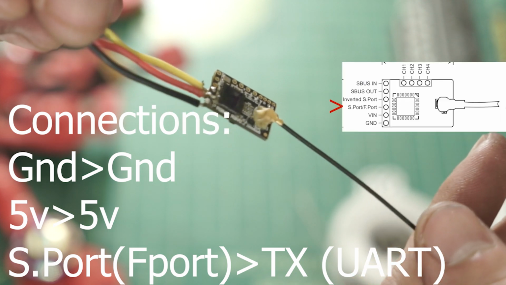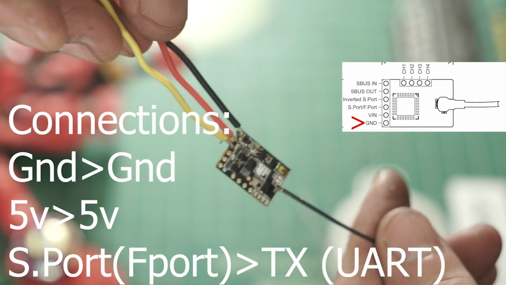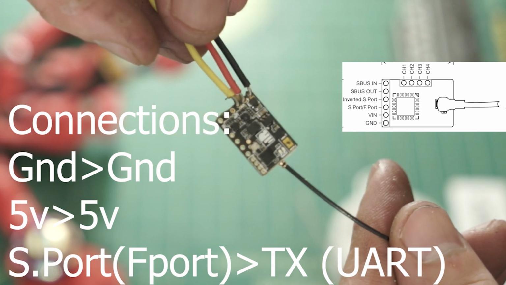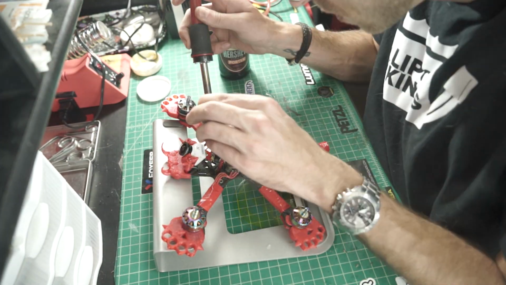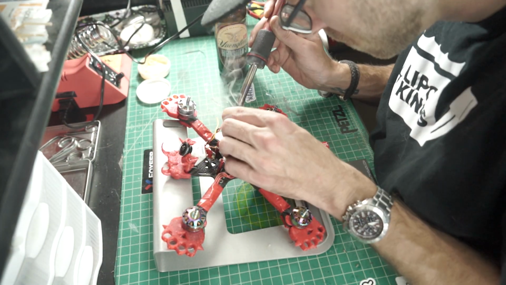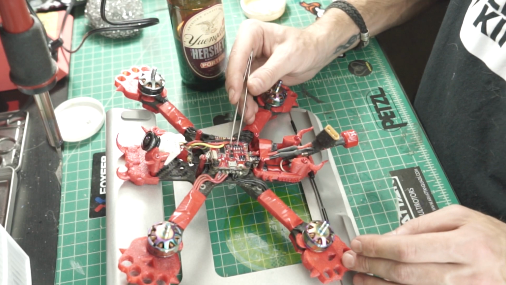S port, F port to TX4, 5V to 5V, and then ground down here, because this ground was kind of close and I didn't like how close it was when I was getting the lead on there. So I moved it down to this ground here. It's all a common ground, so it doesn't really matter.